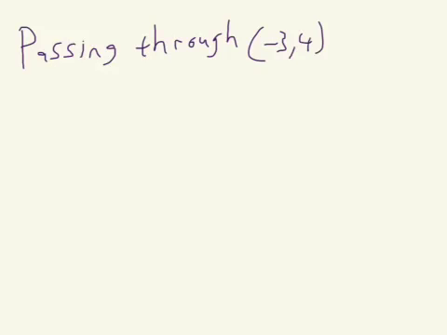Okay, one more example. Finally, I guess you could say, most challenging problem that you can encounter, at least in Algebra 1, is the one where they give you 2 points that the line passes through. So let's say we want to write the equation of a line passing through the points -3, 4, and 1, -8.